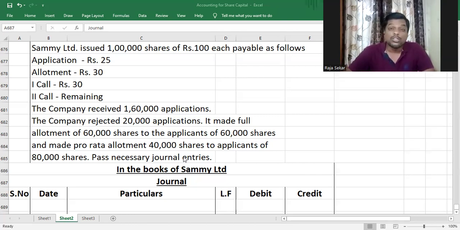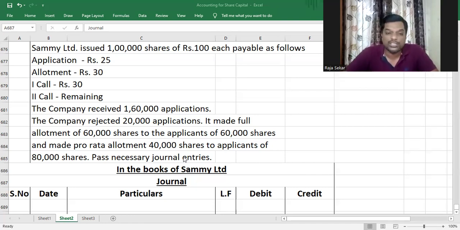But when it comes to the pro rata allotment people, those to whom 40,000 shares have been allotted had actually applied for 80,000 shares, which means what, my dear children? They've made 40,000 extra applications, and therefore they would have paid some extra application money. That extra application money we have to use for adjusting against allotment and further calls due. But this extra application money of the pro rata allotment people cannot be utilized for the full allotment people, and therefore we have to keep track of how much we have to receive from the full allotment people on every call, and how much from the pro rata allotment people on every call.